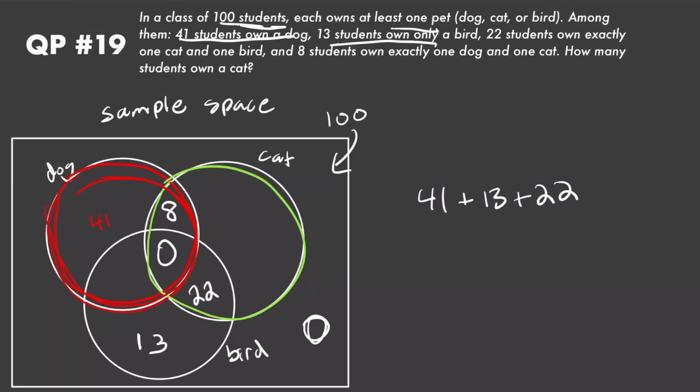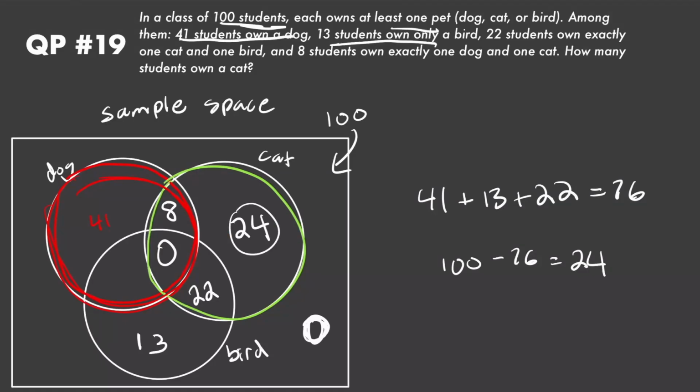And this equals 76. So we know that there's 100 total students, right? And none of them have 0 pets. So essentially we take 100 and subtract 76 to give us 24. And that's going to be the number of kids who only own cats.